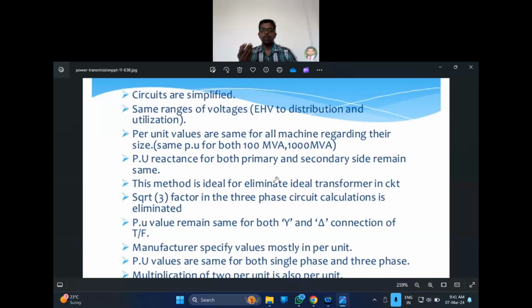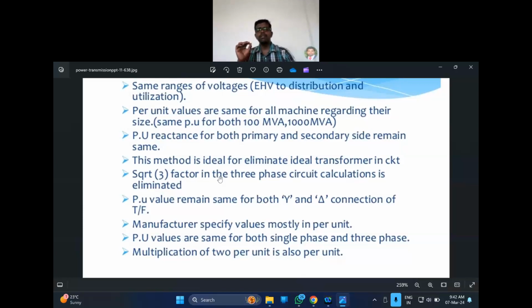Next, the square root 3 factor in three phase calculation will be eliminated. As you know, you already did some problems in your power systems, so you should always remember that when you are going for a three phase circuit, you need to use square root 3. If you forget that, whatever calculation you have done will be wrong. Next, the per unit value is the same for both the star and delta connection of the transformer. If you consider the star and delta connection of the transformer, the per unit values will be the same.